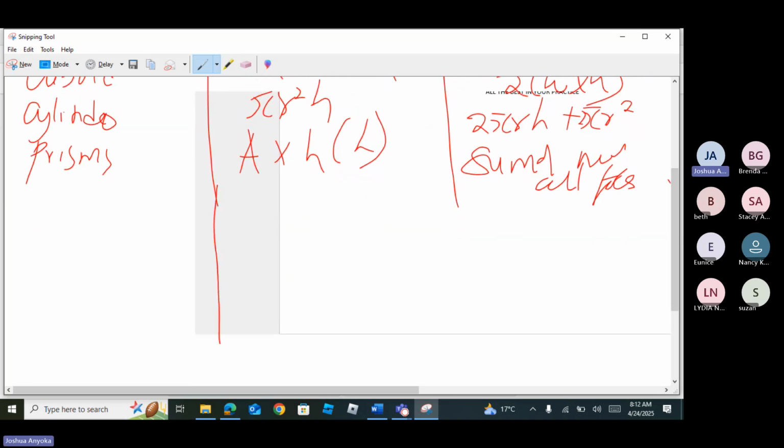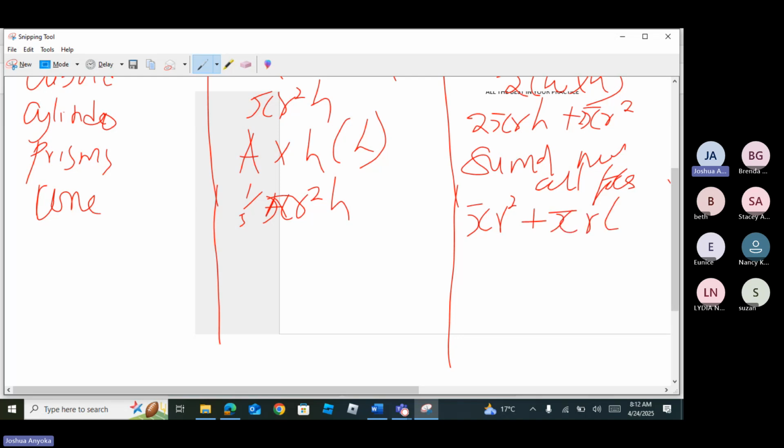After prisms, we go to the ones that are like a cone. How do you find the volume of a cone? It is a third base area times height, which is a third pi r squared h. And the surface area is pi r squared plus pi r l. That is the curved surface plus the area of the base.